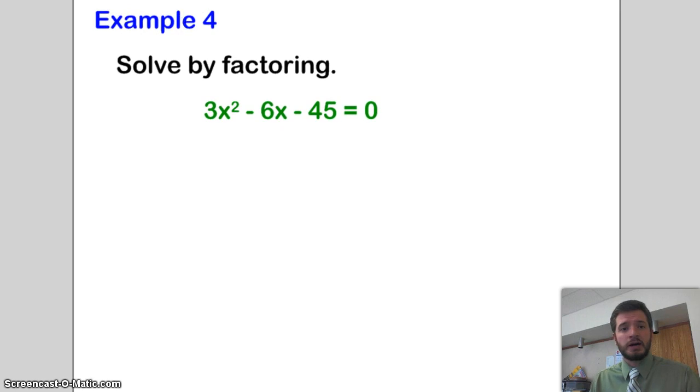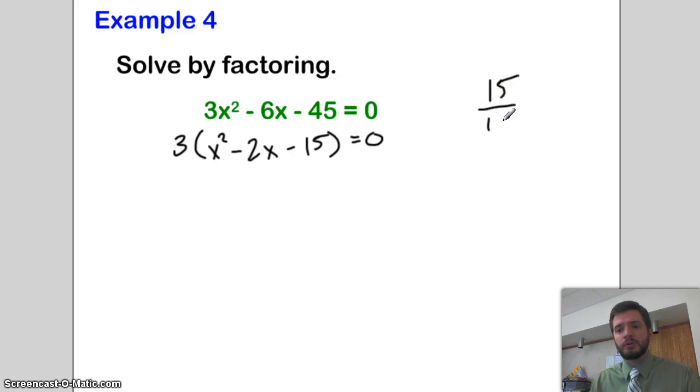Okay, now we've got one that looks like a more complicated one, but in fact it's not, because I can pull out a GCF here. 3 goes into all three of these numbers, so I'm going to pull out a 3. So it'll be x squared minus 2x minus 15. And now we can factor in the parentheses. Factors of 15 are 1 and 15, and 3 and 5. In this case, I need 3 and negative 5 to make it work.